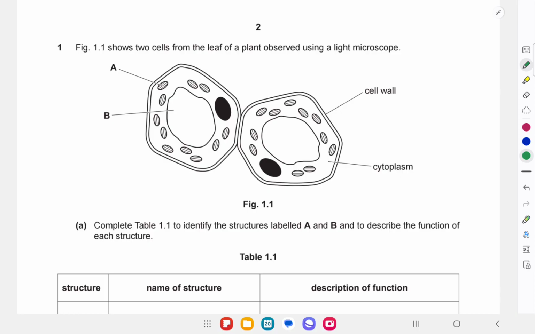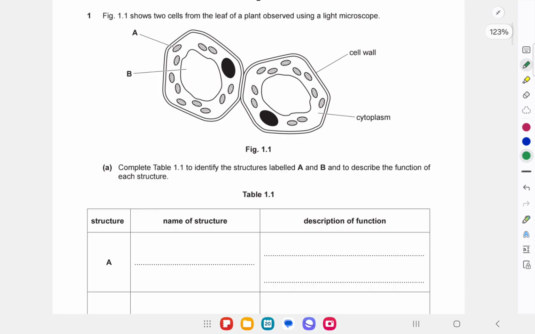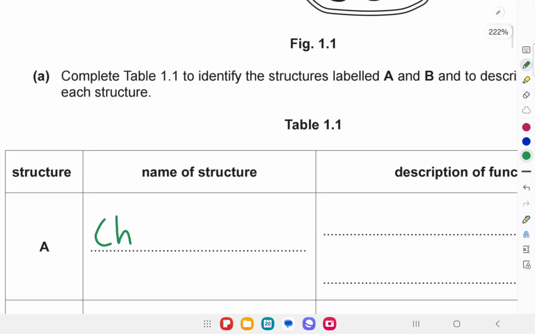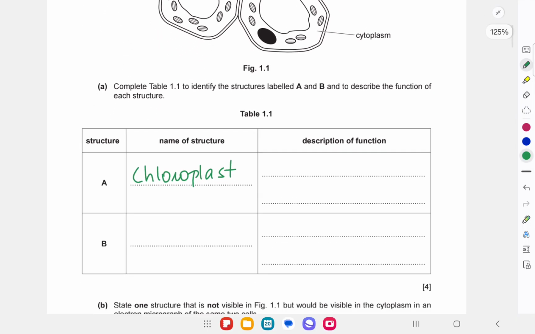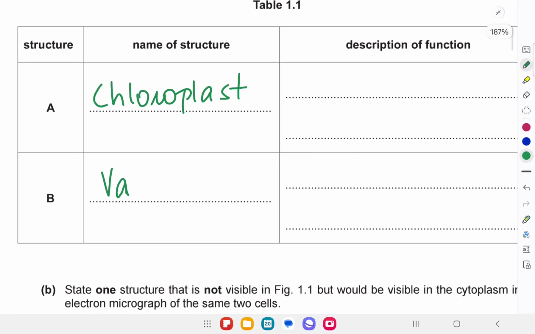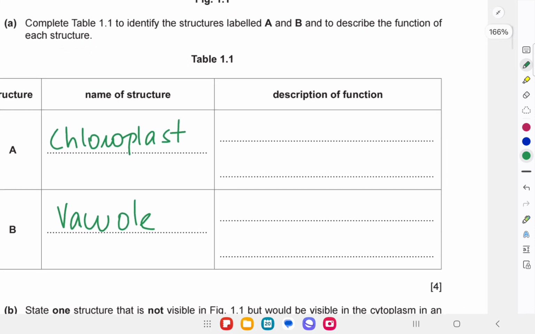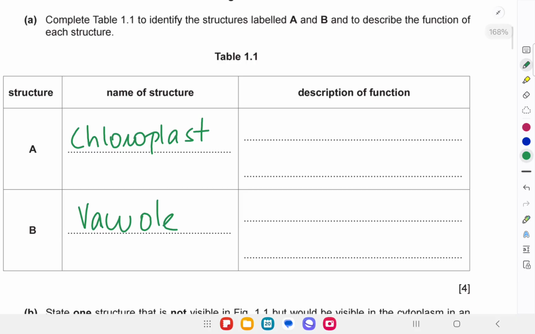So the structure A is chloroplast, and the structure B, as you can see, is the vacuole, the large central vacuole. The function of chloroplast is obviously it is used in the process of photosynthesis, whereas vacuole is used for storage and support of the plant.